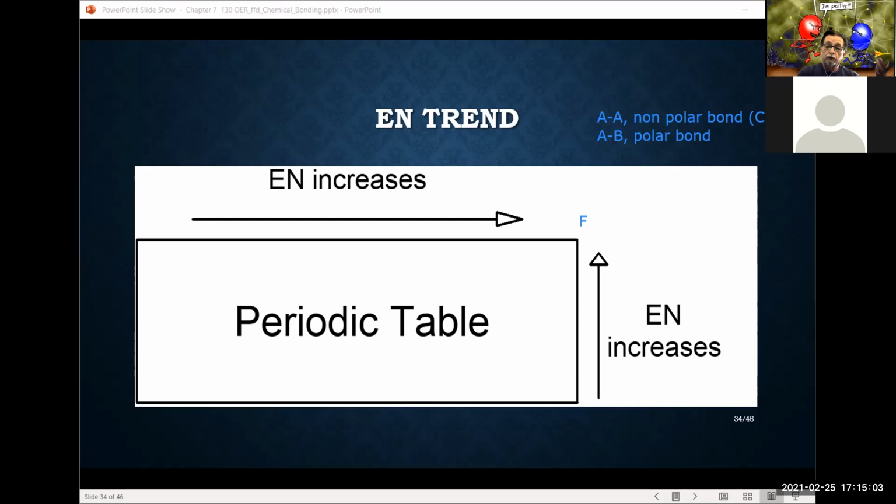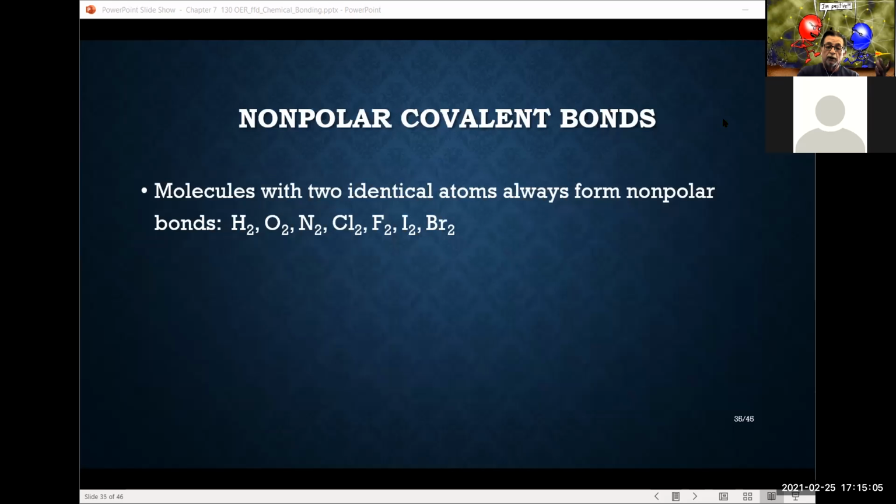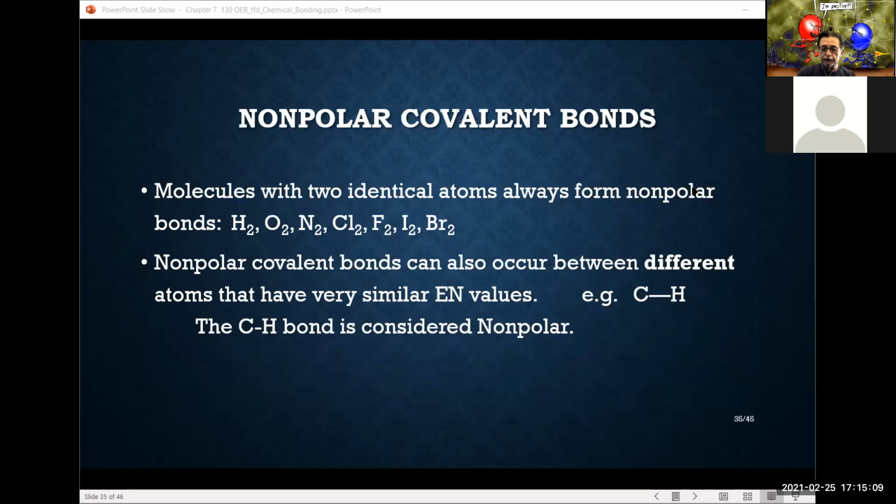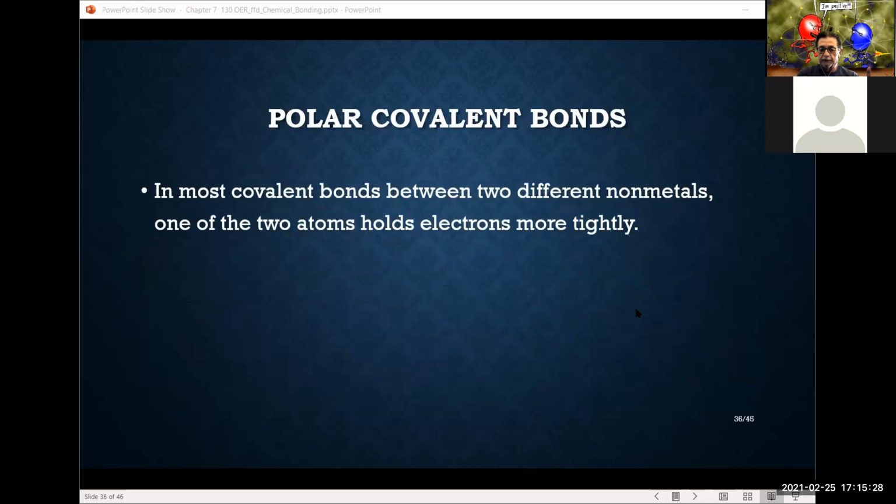All right, so all the nonpolar bonds, all of the diatomic bonds, I should say, are nonpolar bonds. Included on that list is a carbon hydrogen bond, considered to be nonpolar because the electronegativity of the two is essentially the same.